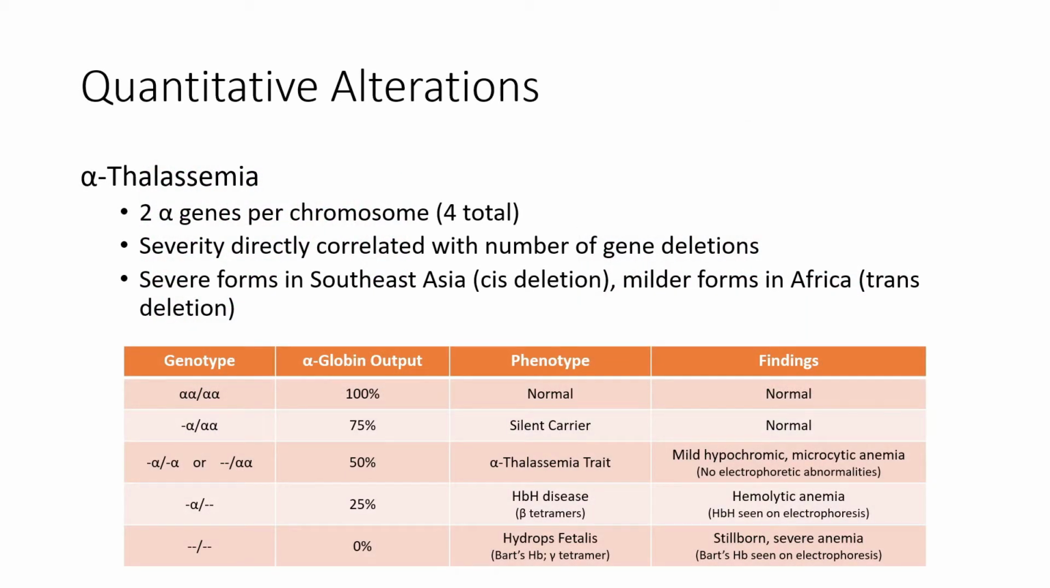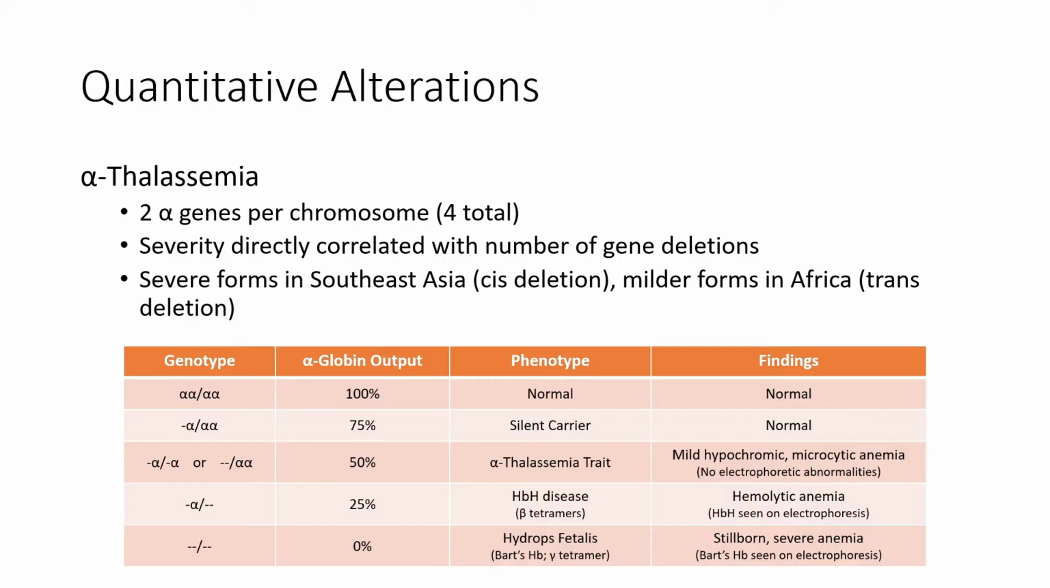Thalassemias are a type of quantitative alteration. I will only briefly be covering thalassemias here. Remember that alpha globins are critical for adult hemoglobin. There are 4 globin genes, and because of this, we don't really see clinically meaningful presentations until at least 2 of the 4 genes are absent, resulting in an alpha-thal trait.